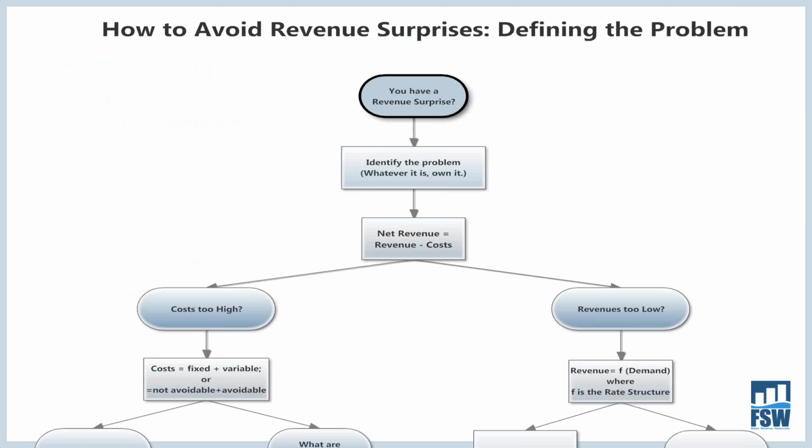So this is the self-assessment. How do you avoid revenue surprises? Part of this is defining what the problem is. Do you have a revenue surprise? If you go down below to identify the problem, is the problem on the revenue side, that your revenues are too low, or is it that your costs are too high? And this is where efficiency can play a role in helping address and minimize whatever cost increases are going to occur. Next slide.